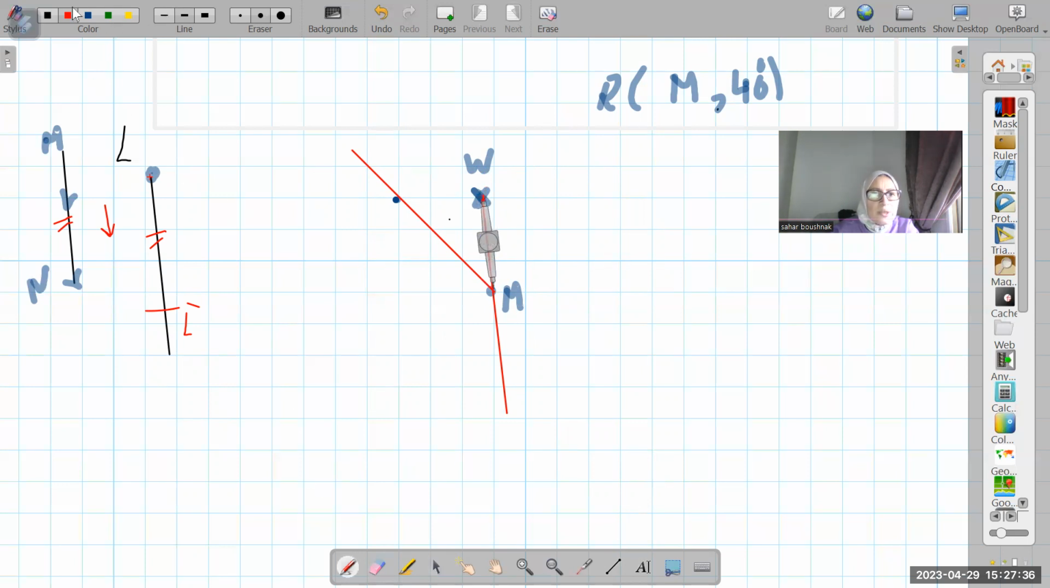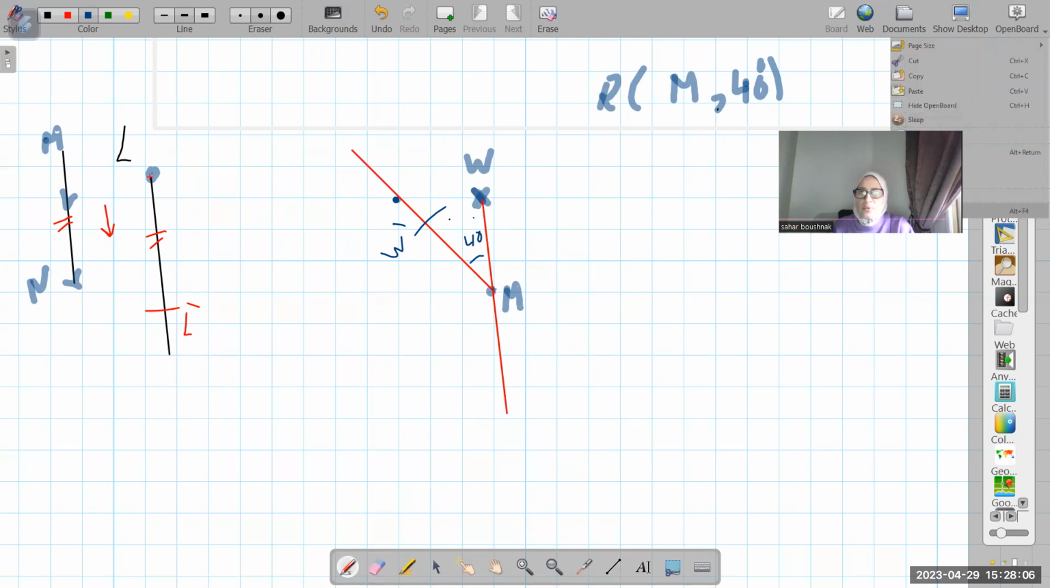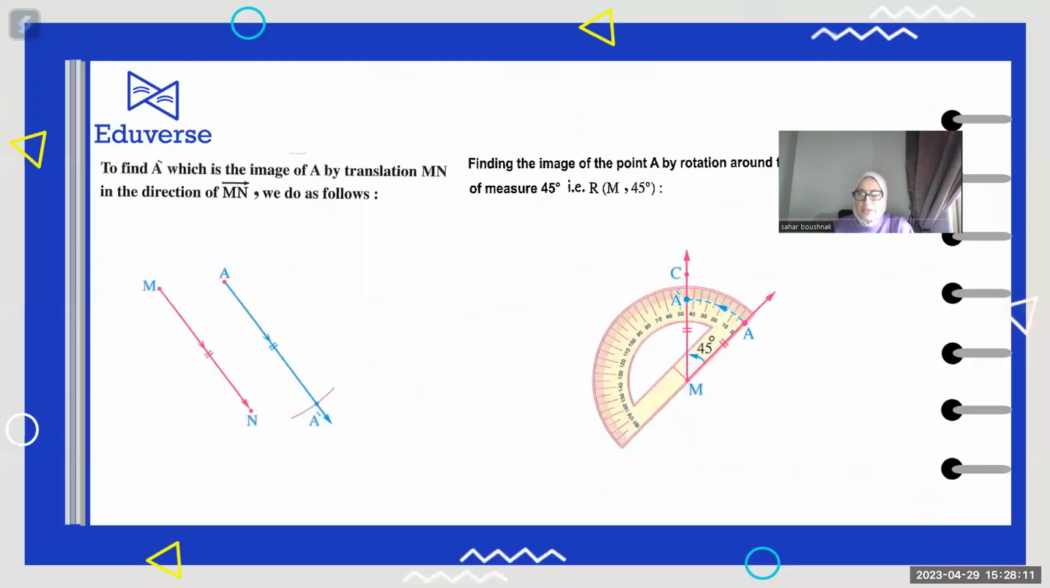Then I will change color to make it more clear. Then I will turn here to make a small arc coming on the new ray. That means this is the image of W by rotation around M with 40-degree, which is anti-clockwise. I hope you understand everything and remember. This is about if I want to make rotation. Let's complete.